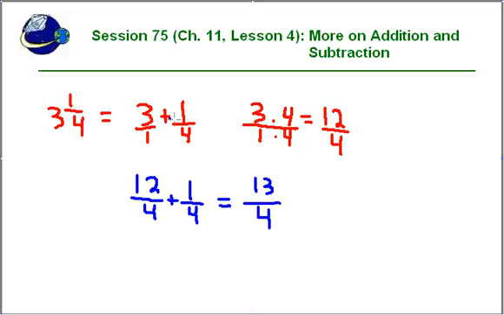So we can see that when you have a mixed number, it's the same thing as breaking apart that whole number, adding to it the fraction, changing that whole number to a fraction by placing a 1 under it, and then creating an equivalent fraction that has the same denominator as the denominator in the fraction that was part of the mixed number. And that's what we did here. We changed 3 over 1 to 12 over 4, added the 1/4 to it, and got 13 over 4.